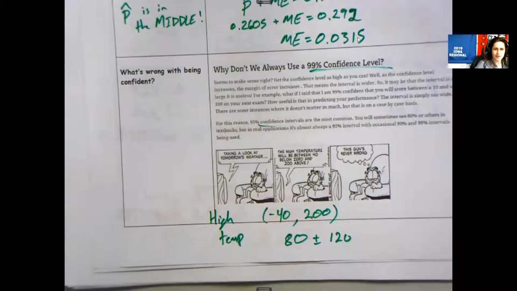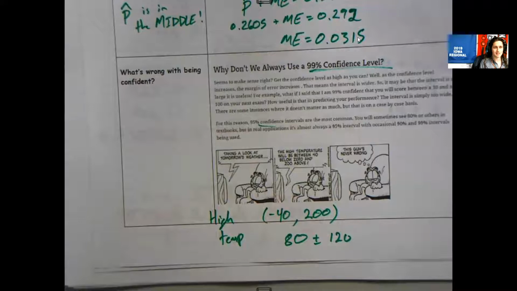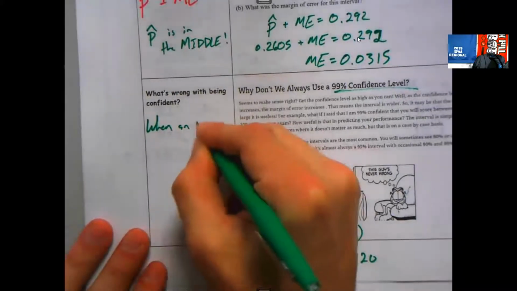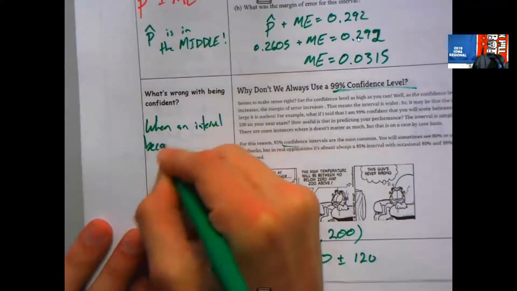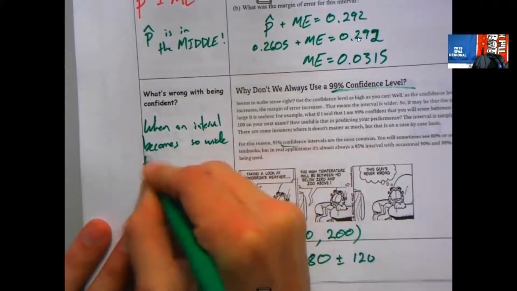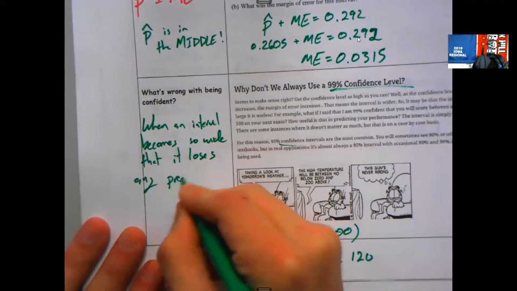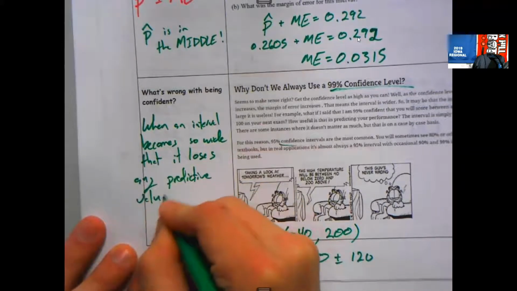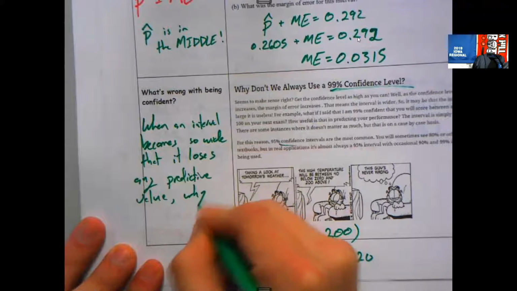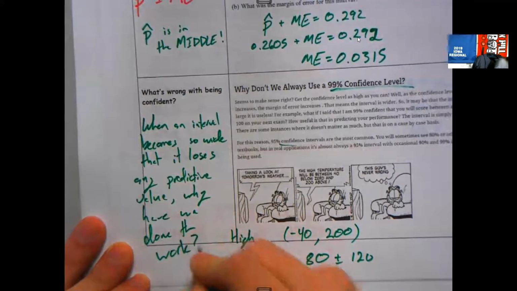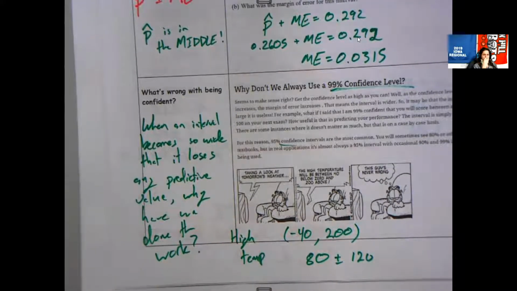Why do I even watch the weather report? Why do I give a dang about the weather? Because I figure out how many coats I've got to bring into work, right? If my interval is so wide that it doesn't help me make predictions, it has lost its value. Let's write something like that down. When an interval becomes so wide that it loses any predictive value, what good is it? Why have we done the work?